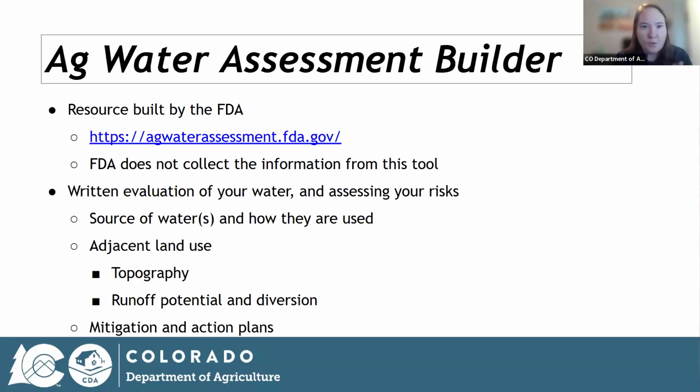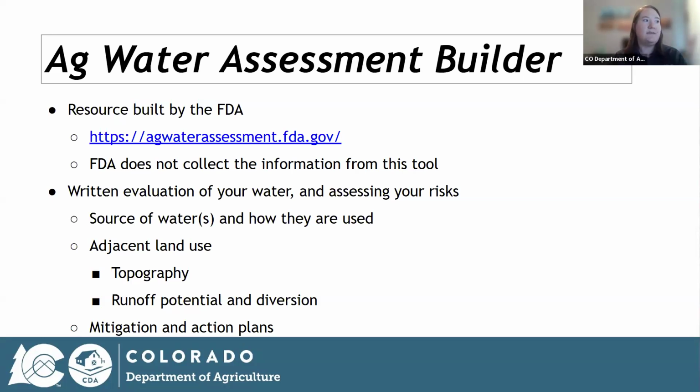So something I do want to make sure that you're aware of is that if you fill it out and don't save it, it doesn't keep the information. So if you want to save a copy of the ag water assessment that you filled out online, you would have to save it down to your desktop. Otherwise, it doesn't keep anything. So just wanted to give you an FYI on that. I've had some growers go, I thought I filled it out, but I can't find it. And it's like, if you don't save it at the end, it doesn't save anything that you put in there. So if you wanted to save the assessment that you built out, that's what you would have to do.